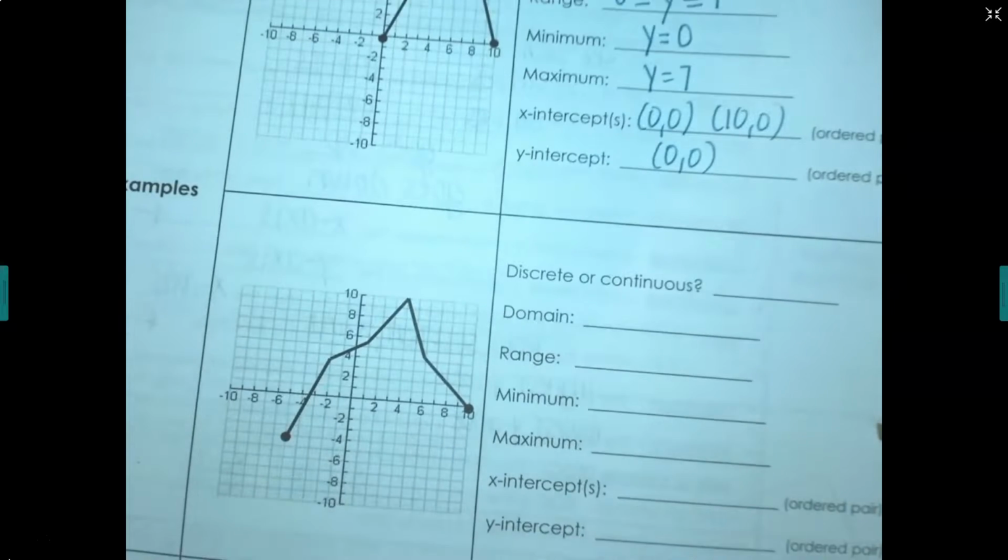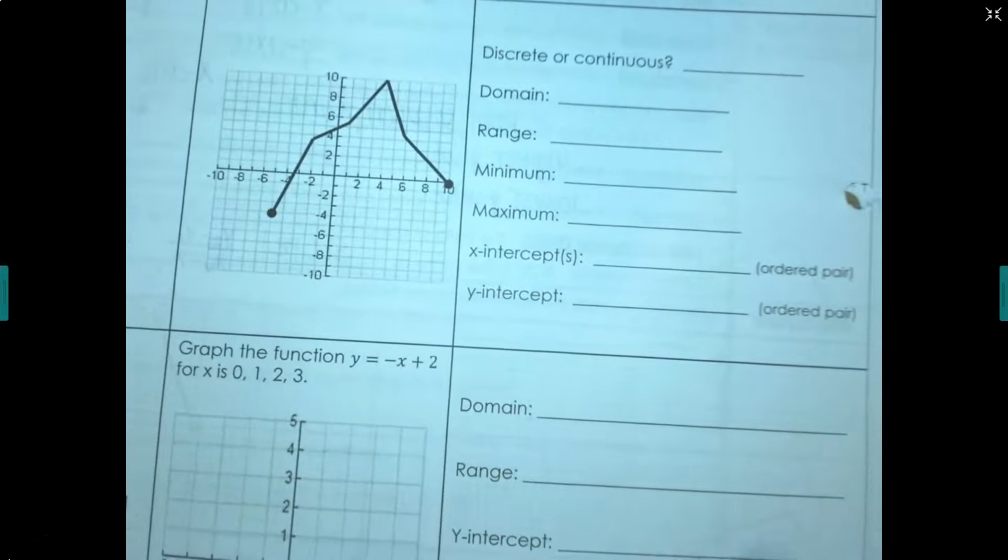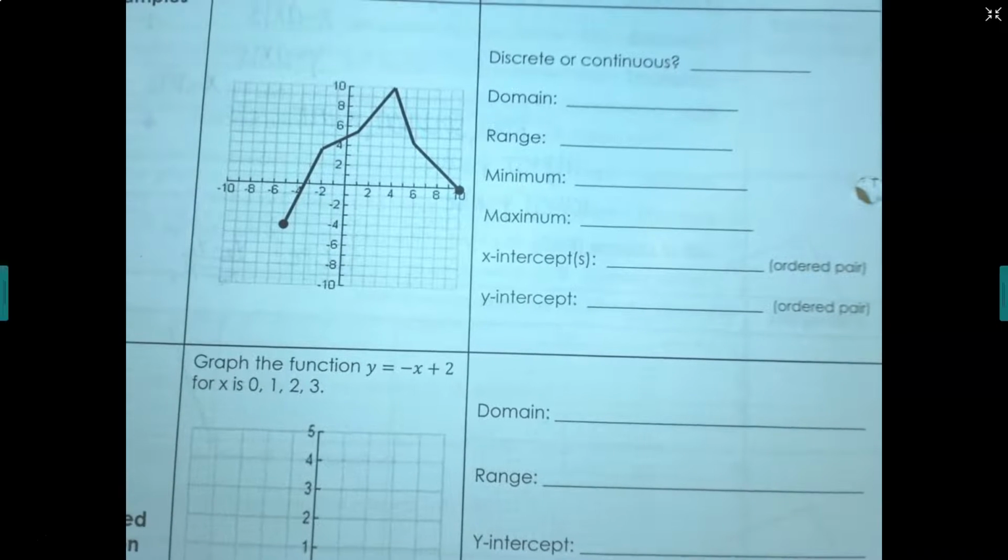All right, try pausing the video, see how you do, and come back once you've completed this.